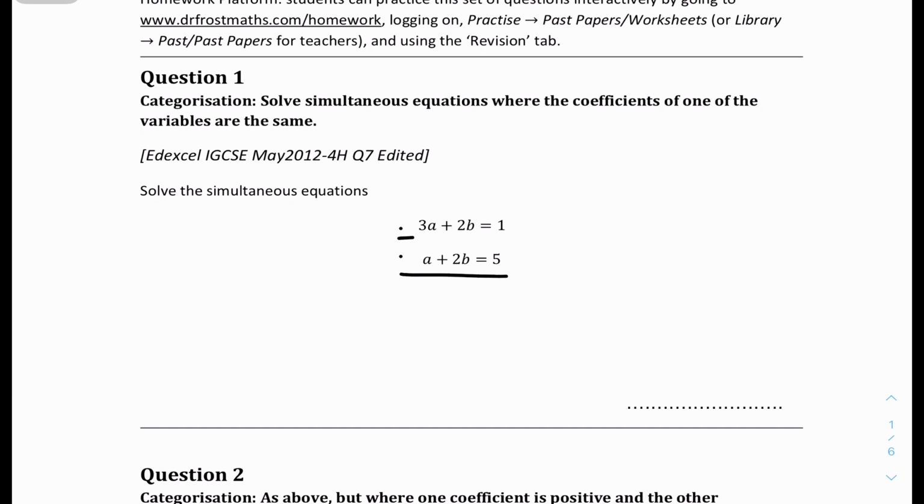To get 3a minus a is 2a. And 2b minus 2b is 0, so it will be nothing. And 1 minus 5 will be minus 4. And therefore we have 2a equals minus 4, and divide both sides by 2. It will be a equals minus 2.